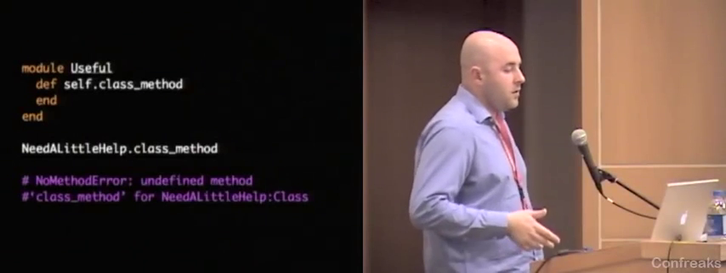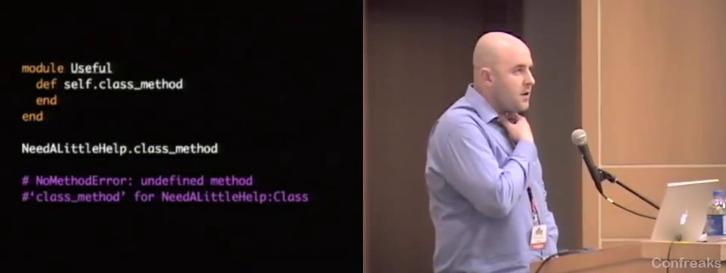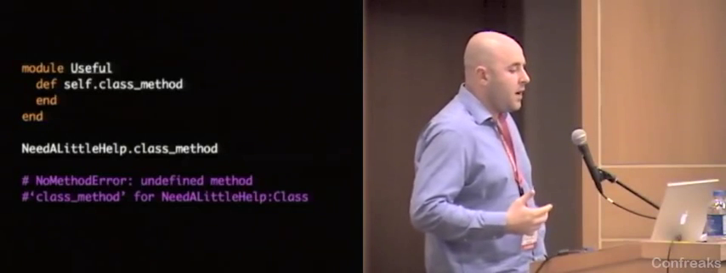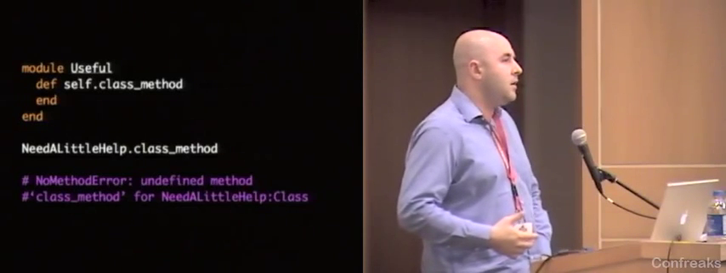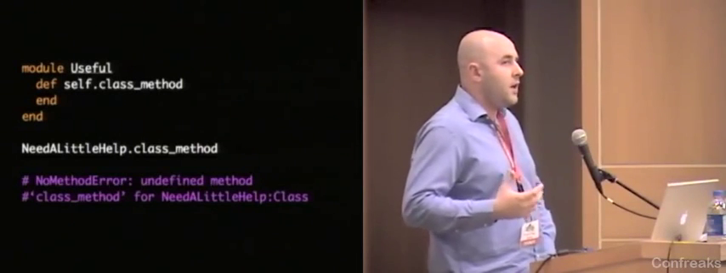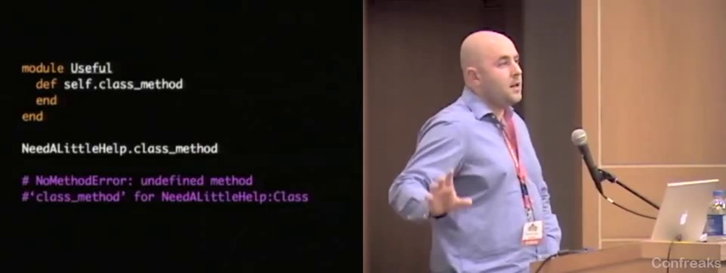So let's jump back over to defining class methods on modules. This should start to make some sense. If you think about what's going on when I define self.class method here, what I'm saying is, hey, there's a useful module. That module has a meta class, and I'm going to stick a method on it.